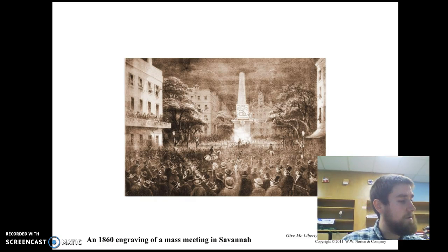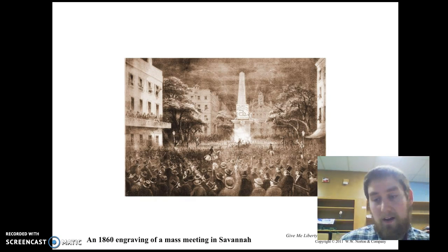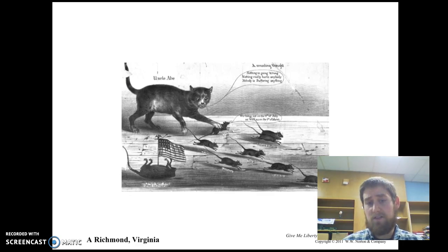You'll need to read about the battle at Fort Sumter. But basically, the Southern states just declare secession. And you can see here the United States dead. Uncle Abe is a cat trying to catch the mice. The mice are the states, running away from the Union.